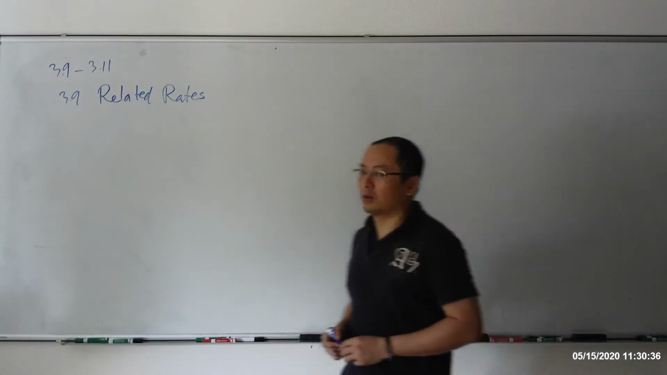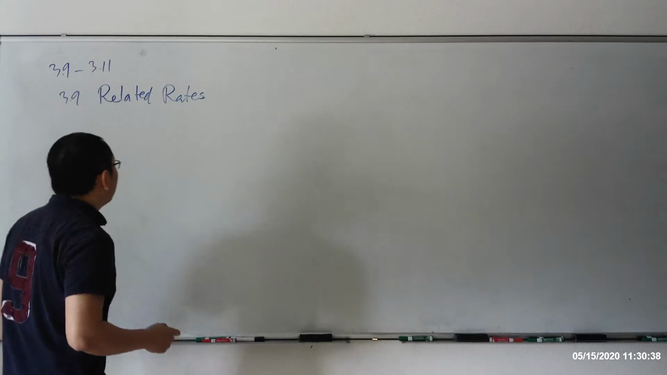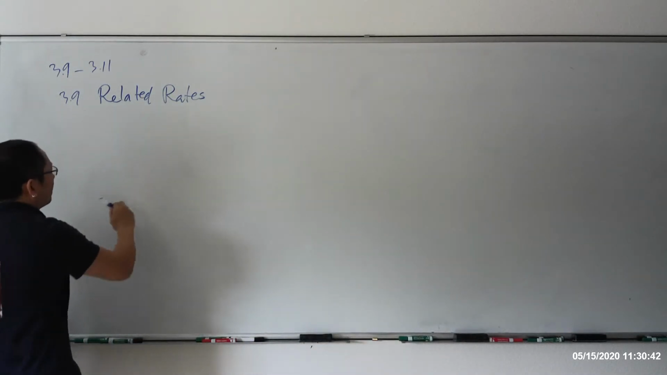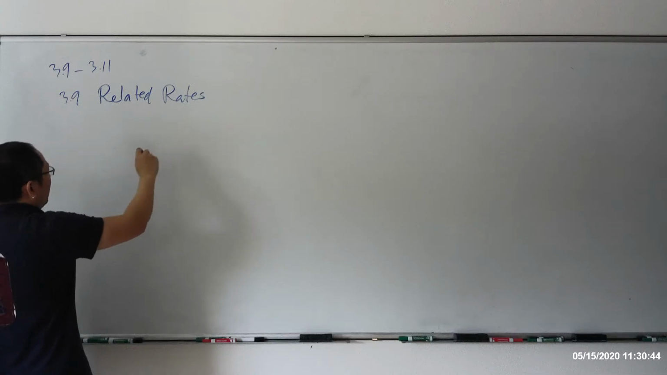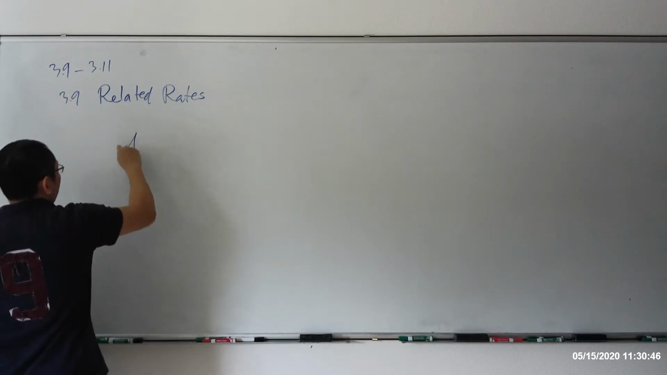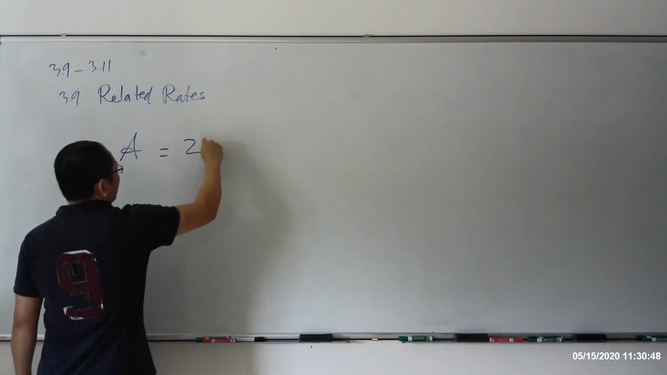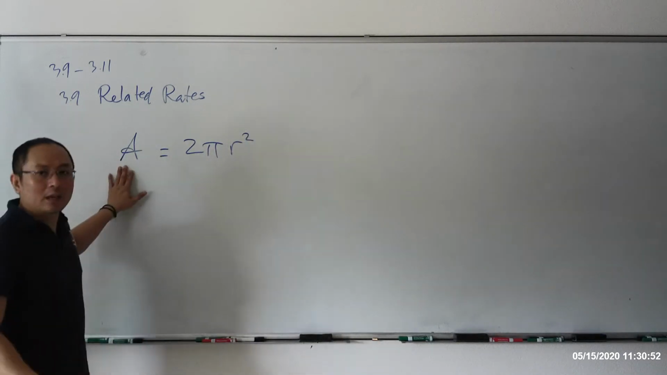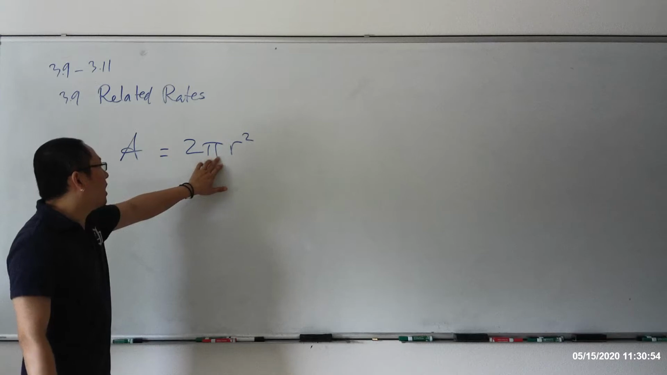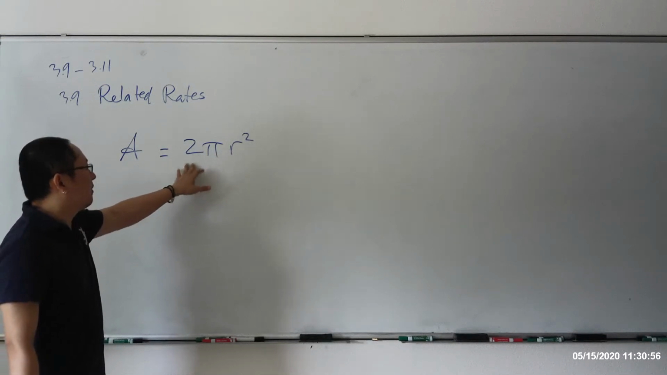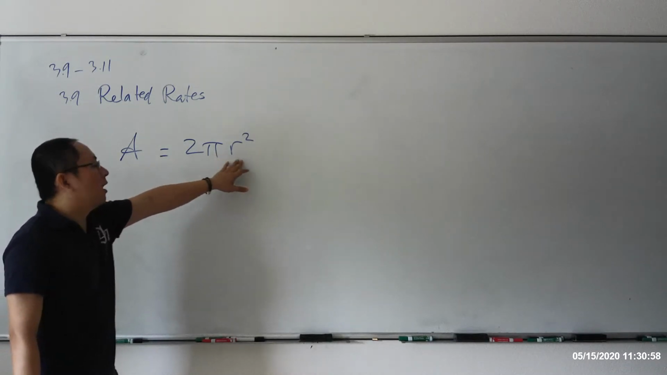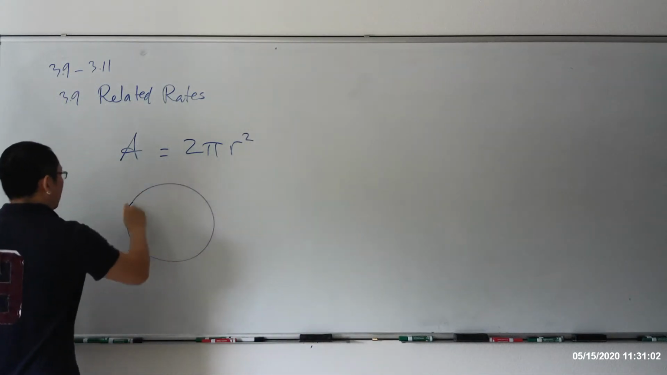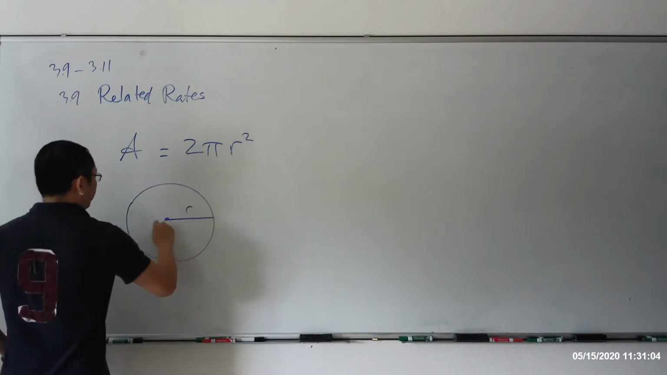Okay? Let me give you an example. Let's start with the formula for the area of a circle. The area of a circle is 2 pi r squared, is that right? So A here stands for the area, and pi is a constant, 3.14159, and r is the radius. You see a circle with center and radius r.